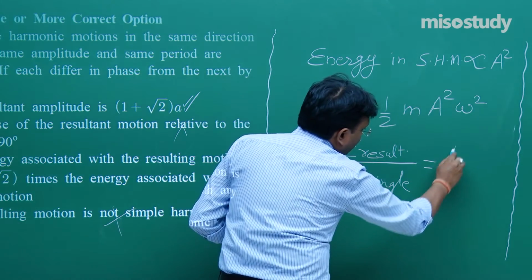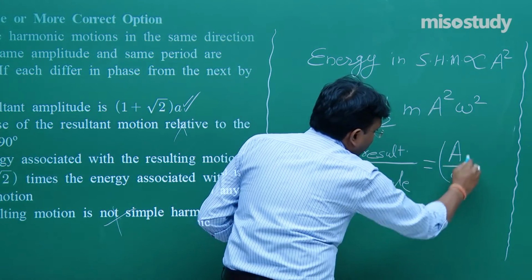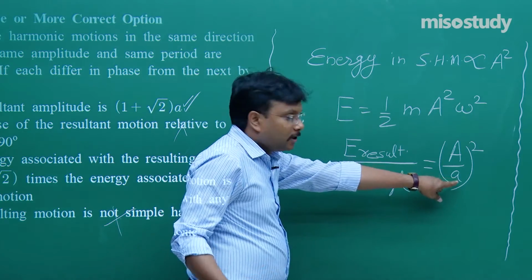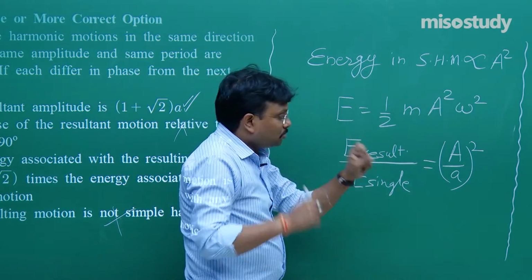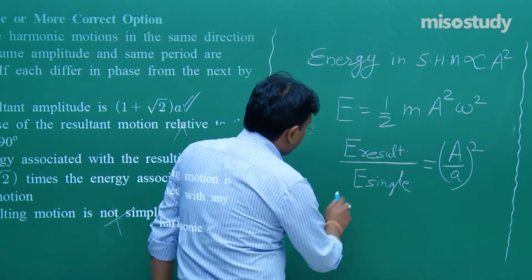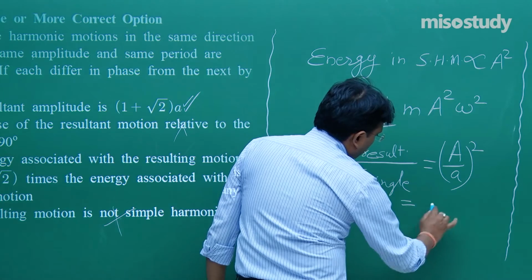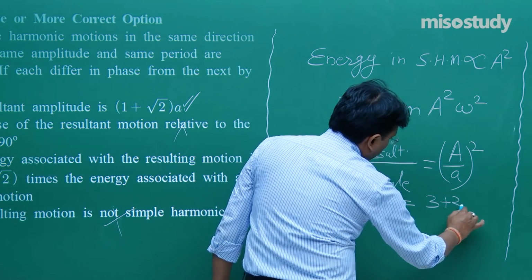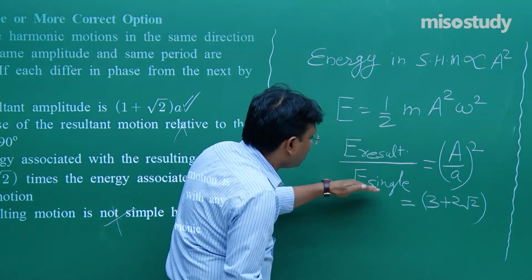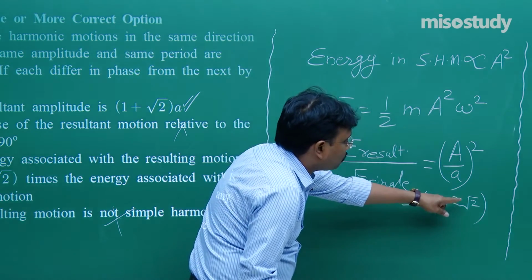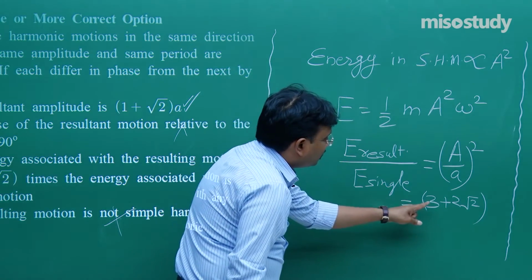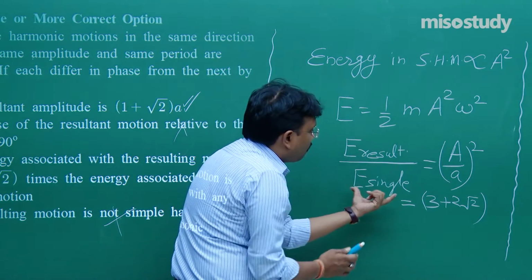It is going to be A upon a whole square. Small a is amplitude individually, capital A is combined amplitude. Now put the values. What is the value of A? Root 2 plus 1. Solve it. So from here you will get 3 plus 2 root 2. That is E resultant upon E single is equal to 3 plus 2 root 2. Or you can say E resultant is 3 plus 2 root 2 times E single.